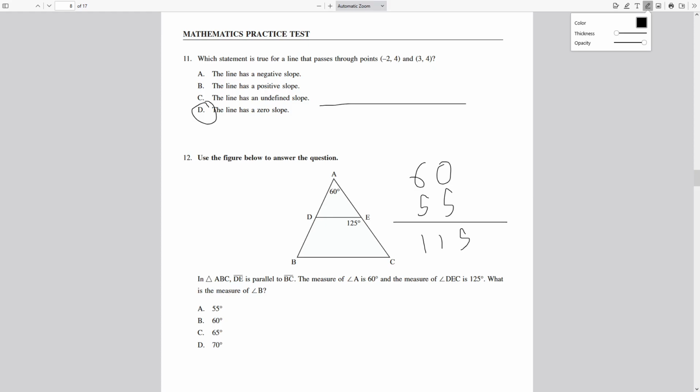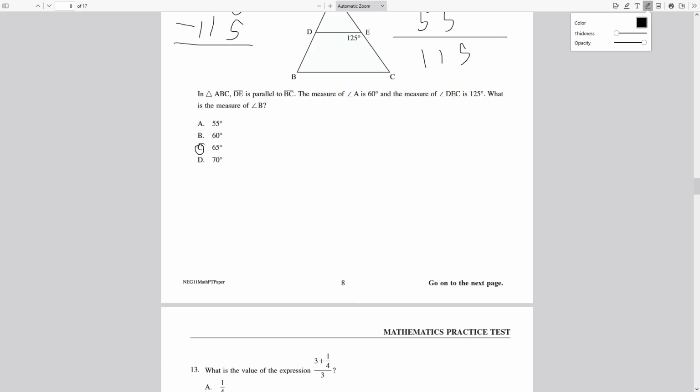Oh! Oh, I'm so stupid! I thought this was equaling angle D, but if I subtract 180 from this, I get angle D. Okay, so 180 minus 115 is 65. That's it.